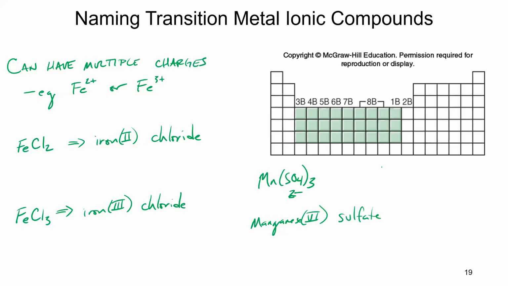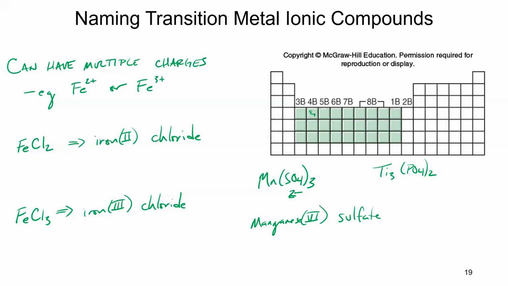One more that gets a little tricky, and then I'll let you go. Ti3(PO4)2. Titanium, he's one of our transition metals. He's right there. We don't know what his charge is, but we know phosphates. What's the charge on phosphates? 3 minus, and we've got 2 of them. And so we have a total of 6 negative.